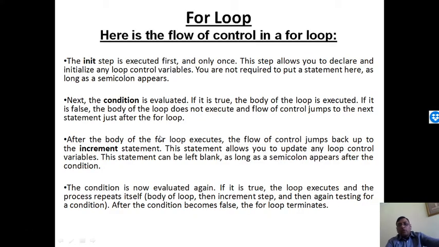After the body of the loop executes, the flow of control jumps back to the increment statement, increment or decrement, depending on our program. This statement allows us to update any loop control variable. This statement can be left blank as long as a semicolon appears after the condition. The condition is now evaluated again. If it is true, the loop executes and the process repeats several times. Okay, so this is about the for loop.